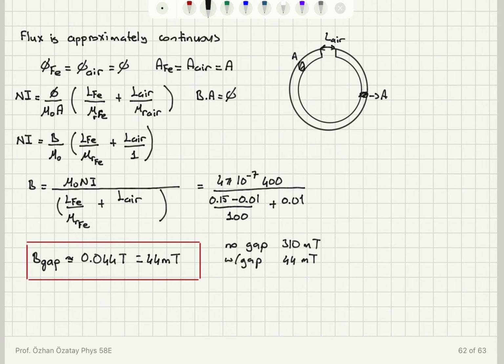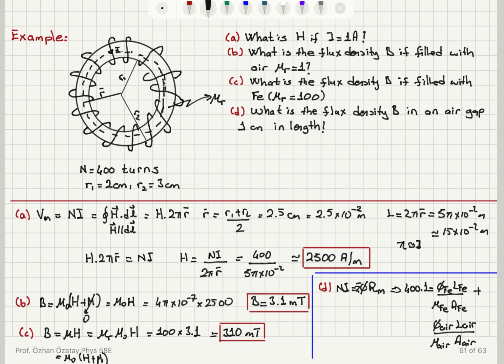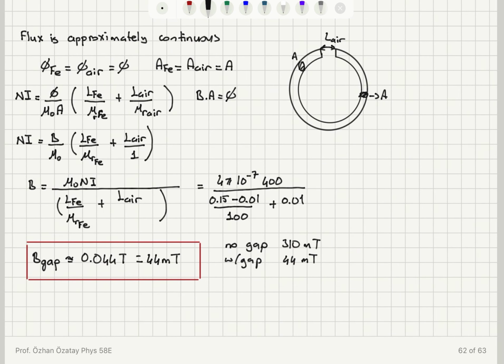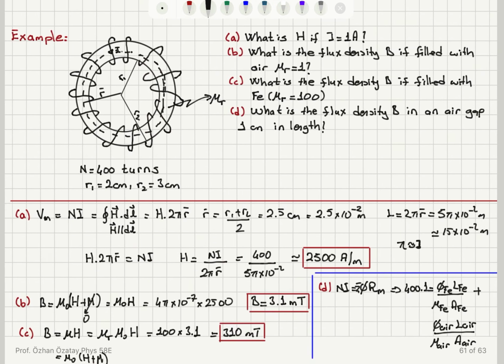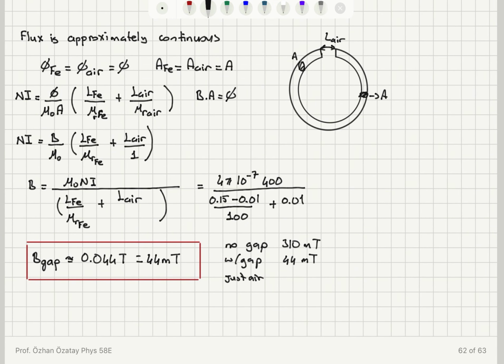So we find that with no gap we have 310 millitesla, with a gap we have 44 millitesla, and if we have just air, we would have 3.1 millitesla. So you can see the difference depending on what material the toroid interior is filled with.